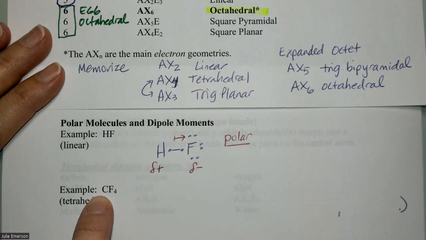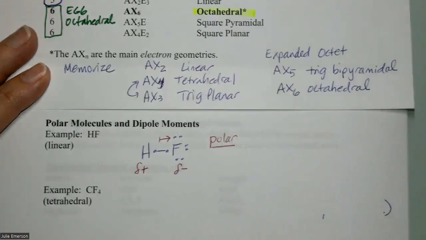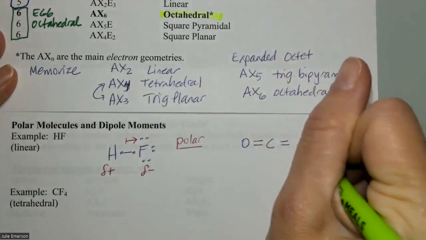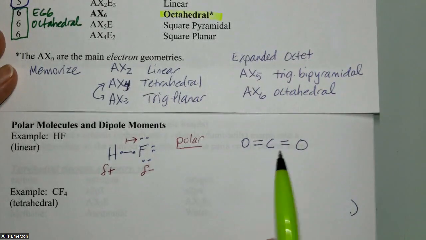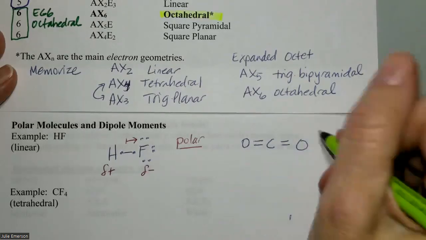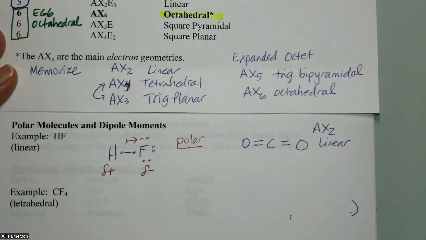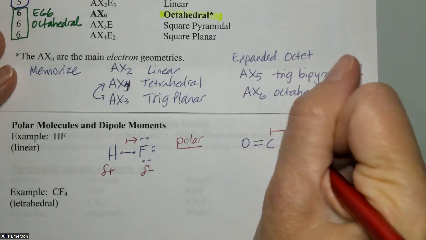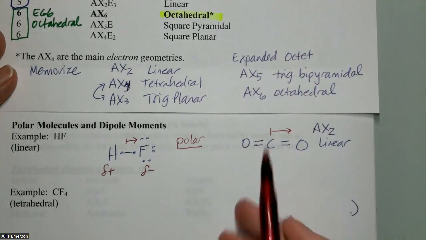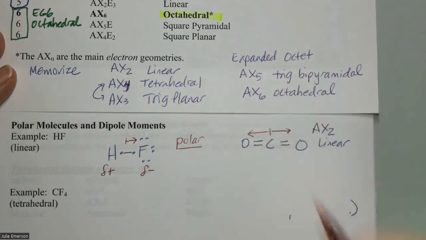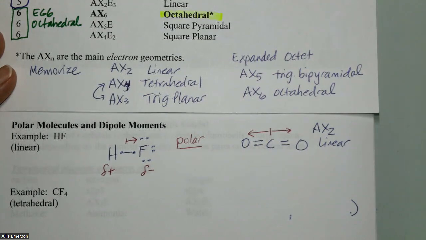How do we know if the whole molecule is polar or nonpolar? So the example I want to show you is we did carbon dioxide earlier, right? We had the carbon center, oxygen on either side. This was AX2 linear, so everything's in a straight line. If I think about oxygen being more electronegative, the oxygen's going to pull the electron density away from the carbon, but the other oxygen is going to do exactly the same thing because it is the same electronegativity.